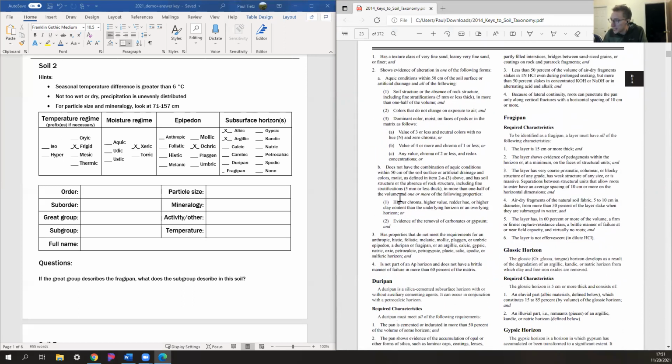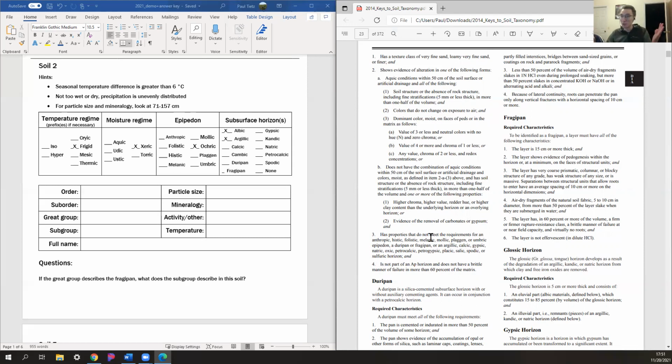However, when we get to this item right here, number 3, cambic horizons have to have properties that do not meet the requirements for anthropic epipedons, a durapan or fragipan, argillic, calcic, and then this whole list of subsurface horizons. So we do meet the requirement for argillic horizons there. We just marked it down. So that means we do not fit cambic anymore.